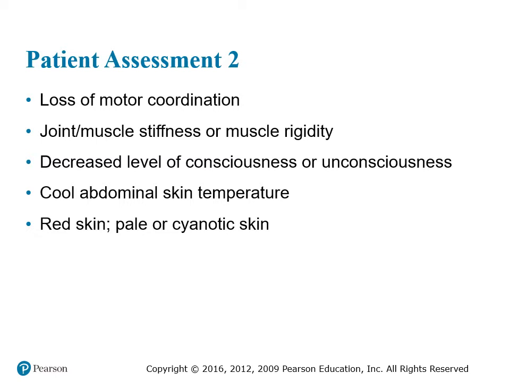Now, somebody can have red skin or pale skin or cyanotic skin. If it's cyanotic, obviously it's a little bit bluish gray, and that means the oxygen's not getting there. Pale, less oxygen is getting there, and then red skin, the body's still trying to get some heat to the skin area.